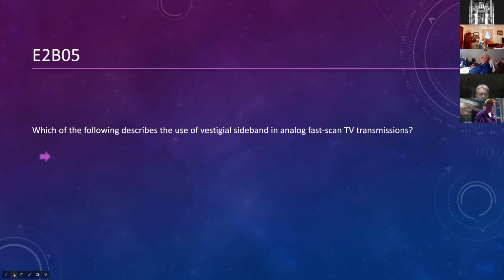Which of the following describes the use of vestigial sideband in analog fast scan TV transmissions? Vestigial sideband reduces bandwidth while allowing for simple video detector circuitry. You can kind of remember this one by the root of the word vestigial, which is vestige, and a vestige is sort of a leftover. So you've got half of the sideband over here fully, and then a little bit leftover of one on the other side.